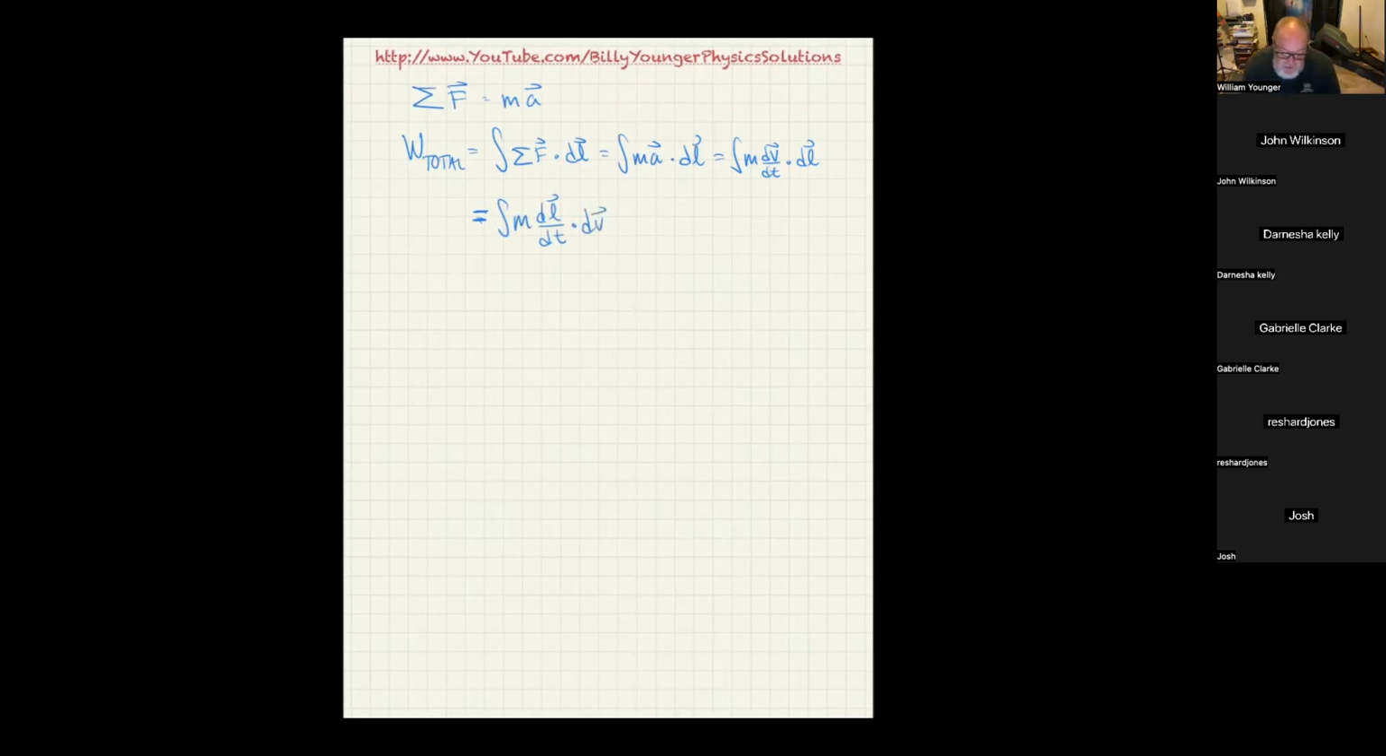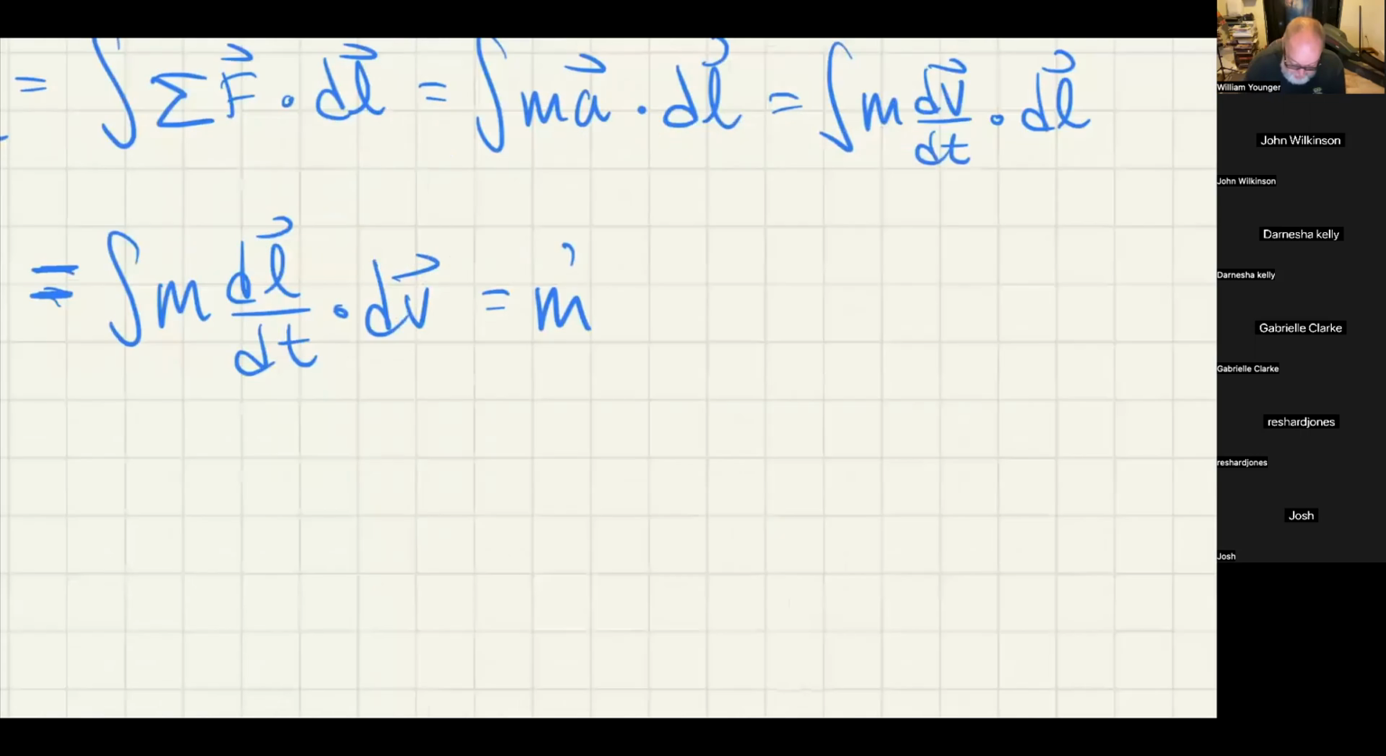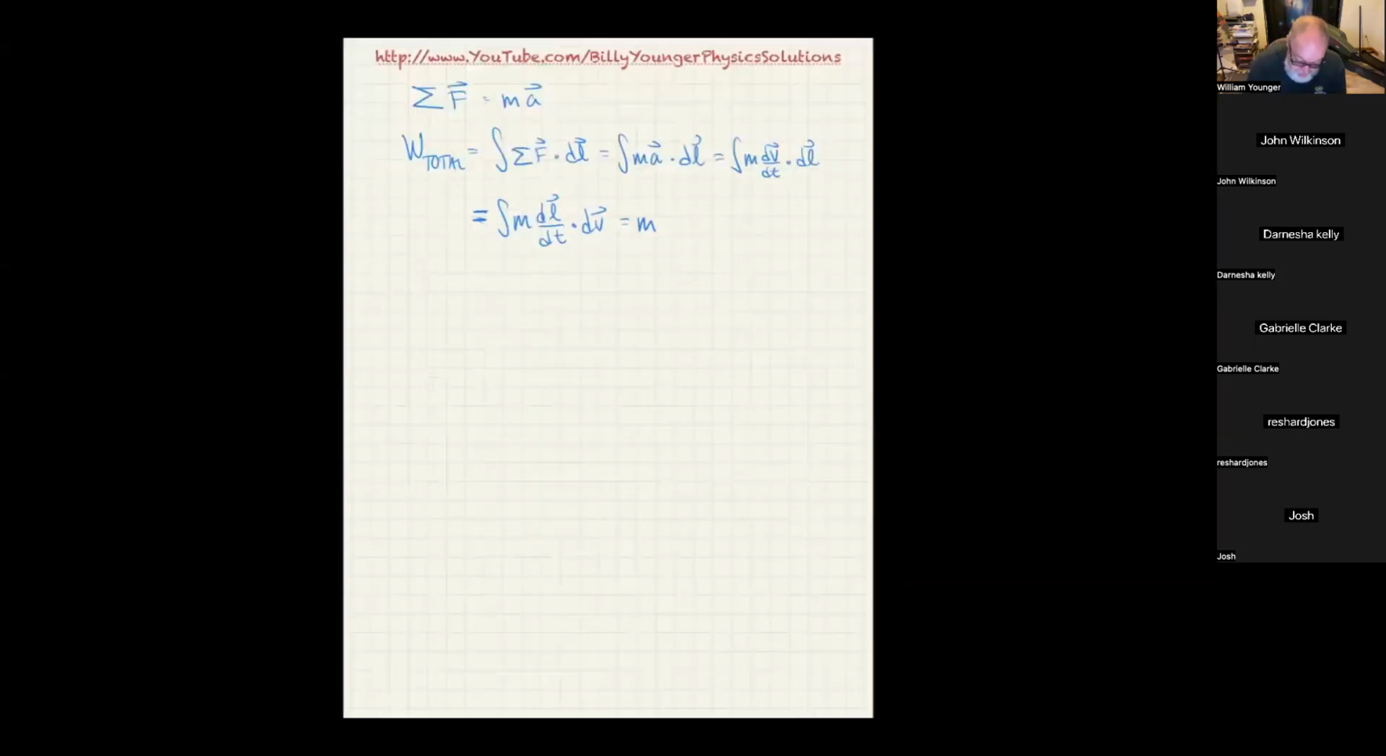Can anybody, if maybe I told you instead of L, we use the vector R, could you tell me what dl/dt is? Anybody? You might think about the units if you need help. All right, well, dl/dt is velocity. There you go, thank you. It's the integral of v dotted with dv.